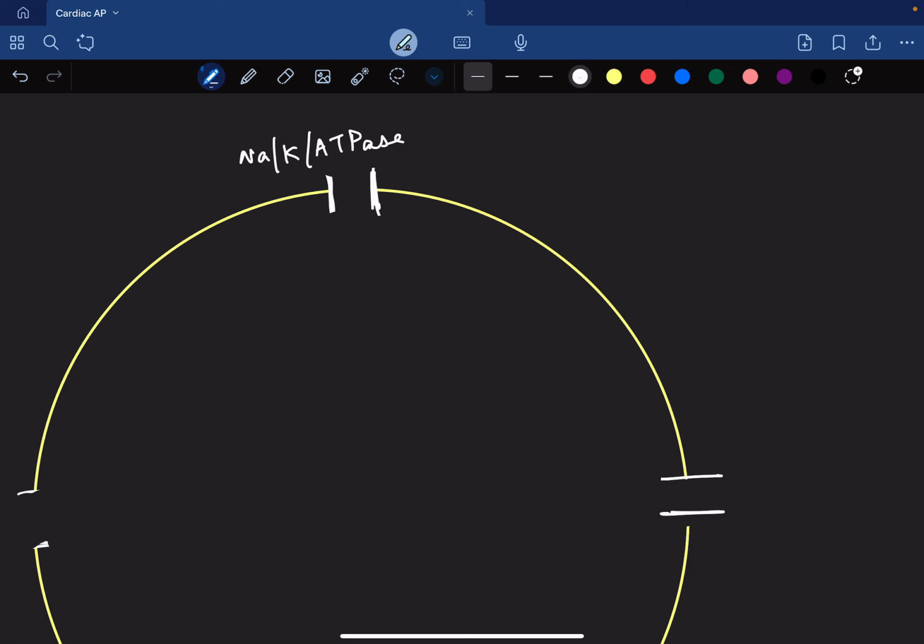And what does this pump do? It pumps out 3 sodium and pumps in 2 potassium. Okay, so you already see that we are getting 3 sodium out and we are getting inside 2 potassium.